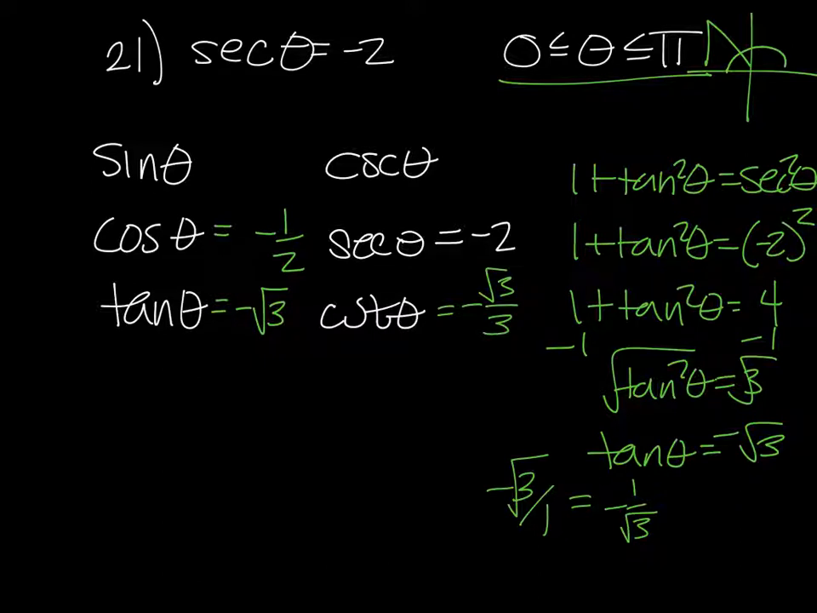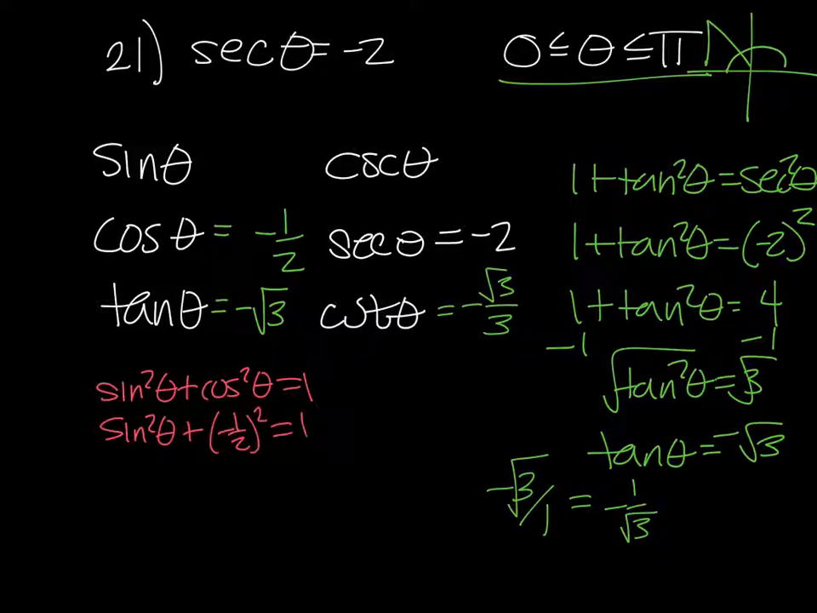The last part is find sine and cosecant. Now sine, we can do sine squared plus cosine squared equals 1. Now, there's actually lots of things we could do. That's one I typically go for. So sine squared plus -1/2 squared equals 1. Sine squared plus 1/4 equals 1.